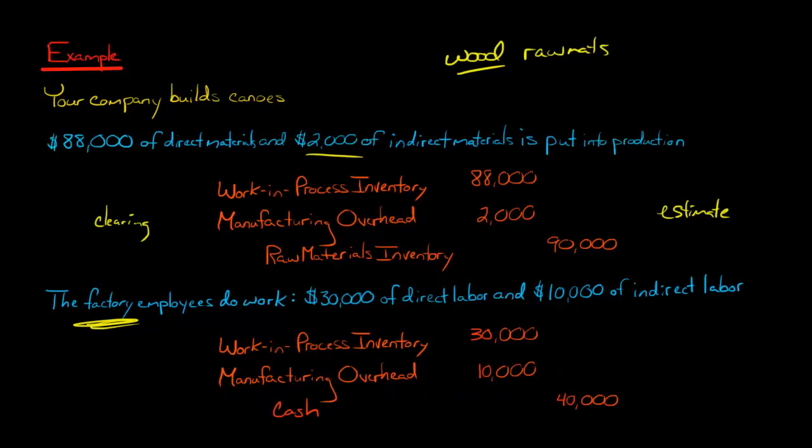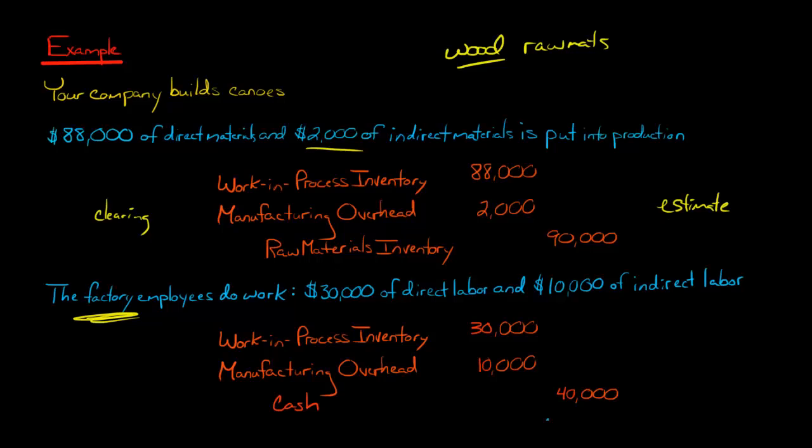Now you might be wondering, hey Michael, at what point are we actually going to move this $10,000 into the work in process inventory? Isn't that part of it and so forth? How is this ever going to flow through cost of goods sold ultimately if we keep debiting manufacturing overhead? Don't worry, we will deal with that clearing account.